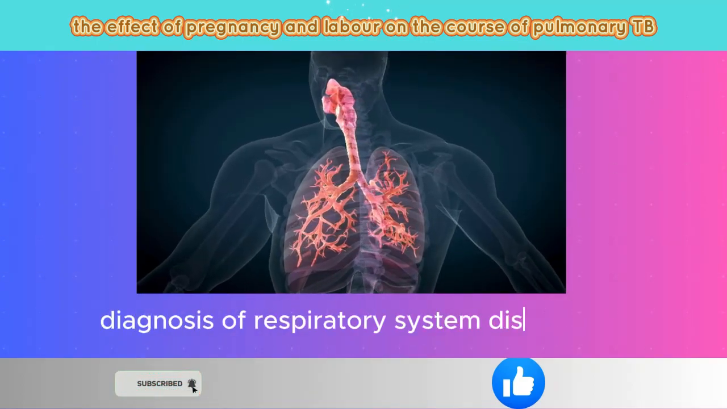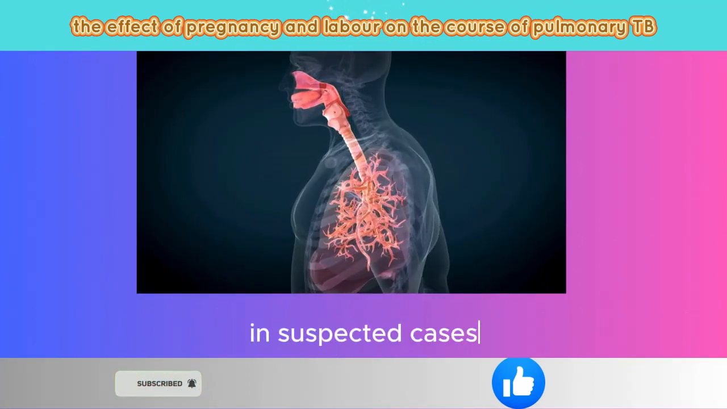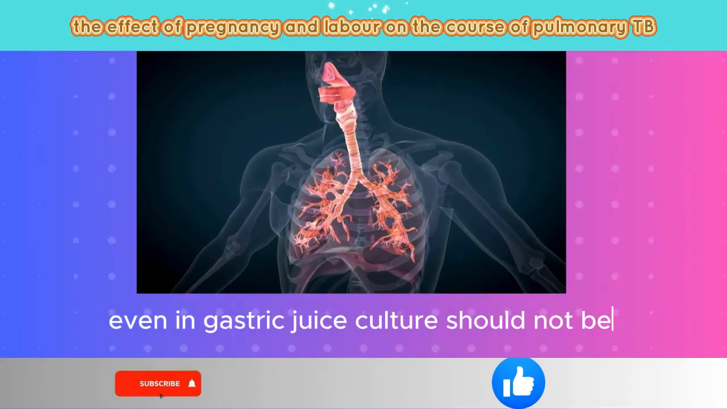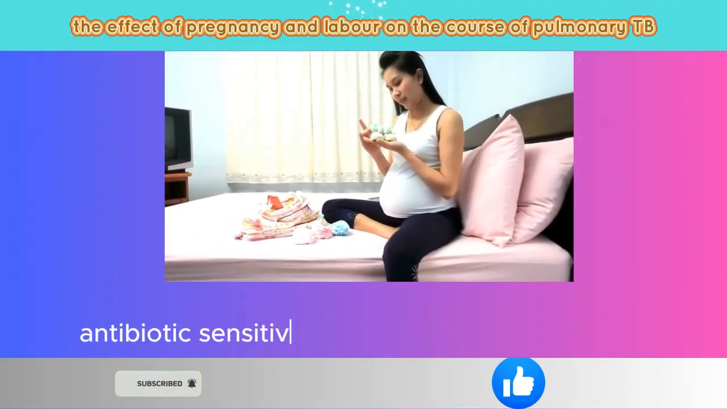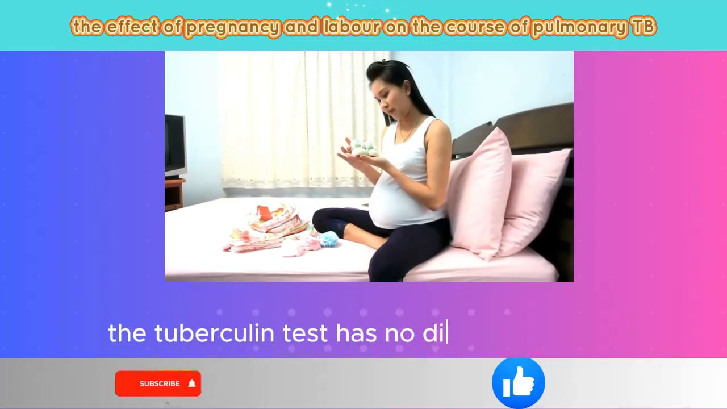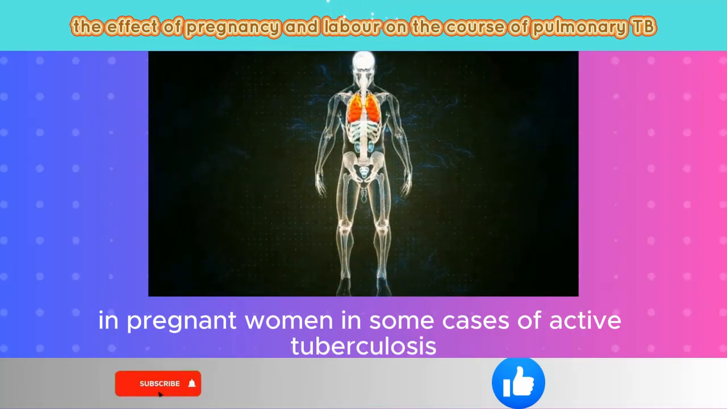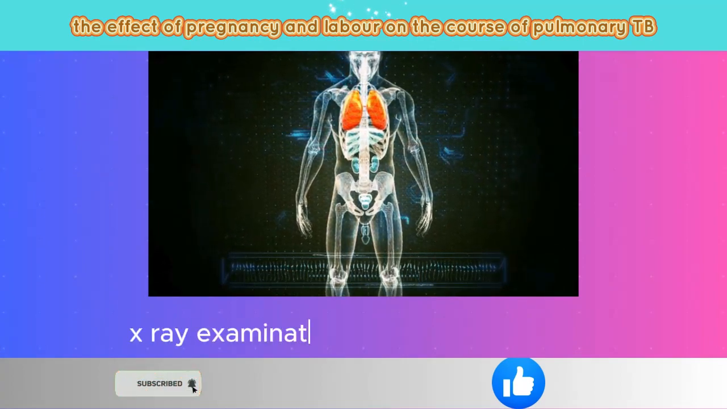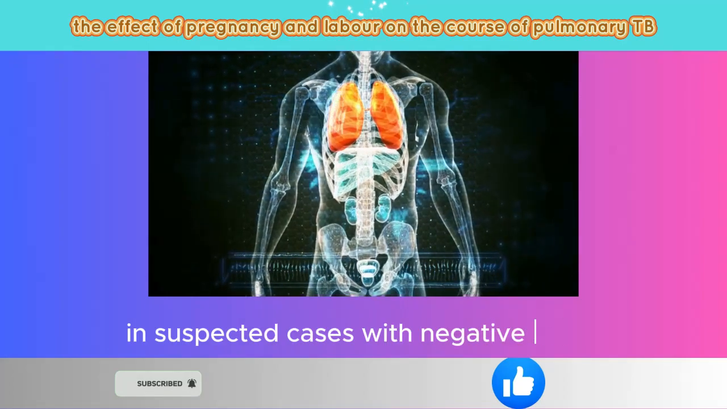Diagnosis of respiratory system diseases in pregnancy. Bacilli should be searched for in suspected cases: sputum, frottis from the larynx in the morning, even in gastric juice. Culture should not be neglected, and if growth occurs, antibiotic sensitivity tests should be performed. The tuberculin test has no diagnostic value in pregnant women. In some cases of active tuberculosis, the tuberculin test becomes negative during pregnancy. X-ray examination should be continued at intervals of a few weeks in suspected cases with negative bacilli.